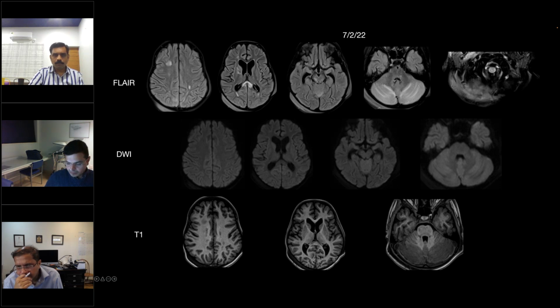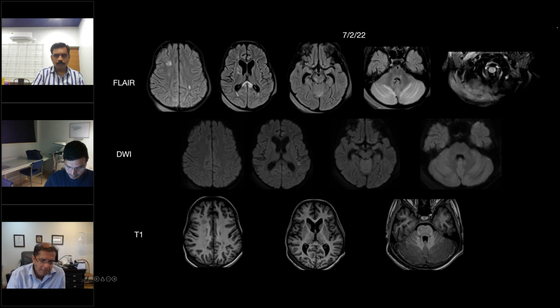The splenium of the corpus callosum also demonstrates this hyperintense change, and there are some periventricular hyperintensities in the occipital lobe. Coming more inferiorly, the brainstem also demonstrates hyperintense changes, and there is a more symmetrical pattern of hyperintensities involving the bilateral cerebellar hemispheres. And coming lower down, you can appreciate some inflammatory or edematous change in the suboccipital region involving the suboccipital muscles.